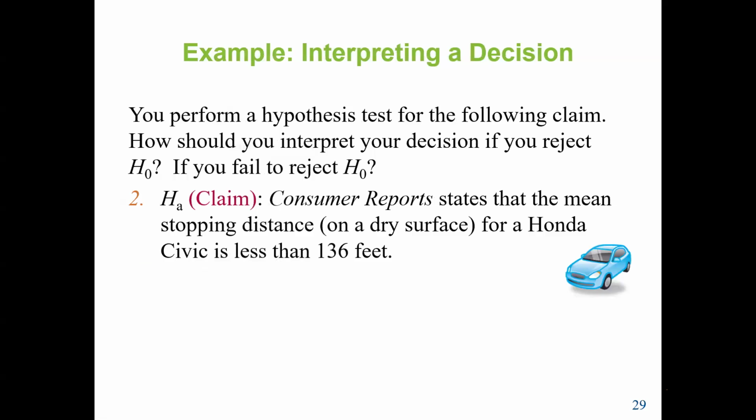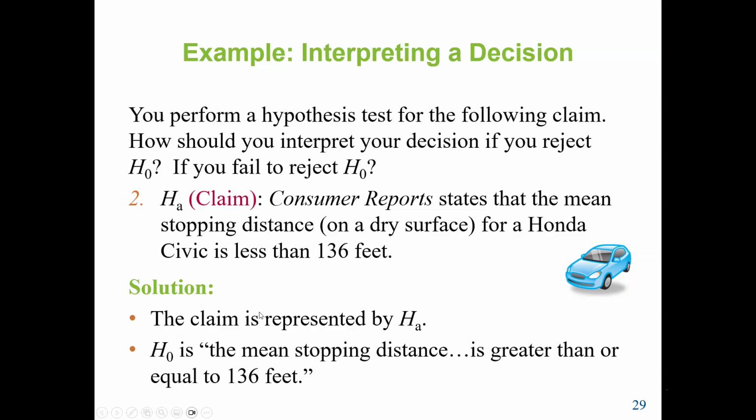The next one, we have a consumer report that states that the mean stopping distance on a dry surface for Honda Civic is less than 136 feet. It's less. So the claim is represented by HA, because less. So for H0, we say that the mean stopping distance is greater than or equal to 136.